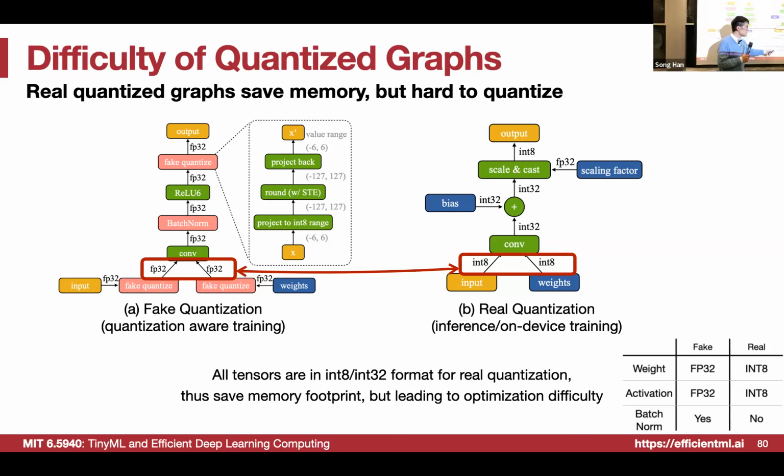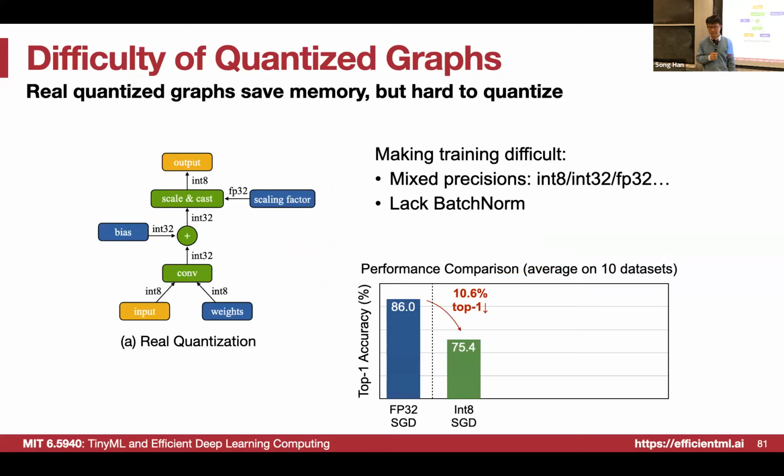But this is leading to optimization difficulty, right? Previously, during inference, batch normalization can be folded into the previous convolution layer. But now everything is in int8. We no longer have that luxury to use batch normalization to do the adjustment. As a result, using the naive int8 approach to do training can get double-digit top-1 accuracy degradation due to the lack of batch normalization and also the mixed precision. So it's difficult to use int8 for training, to use a real quantized graph for training.